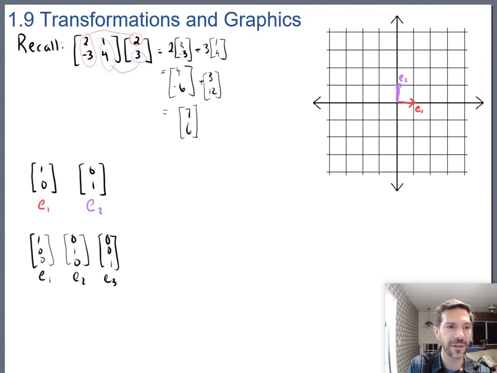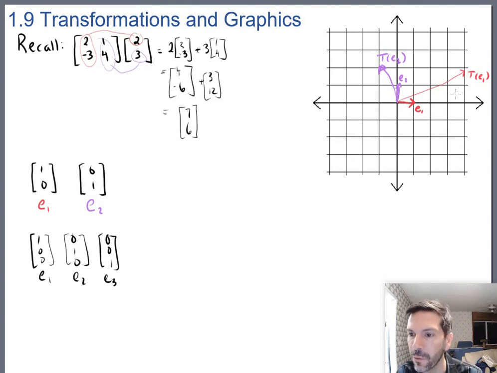And suppose we have some transformation that takes E1 and turns it into this. So that would be the transformation of E1. And suppose it takes E2 and turns it into that. So that would be the transformed version of E2. So there's probably some matrix that does this, right? Like up here, this matrix turned 2, 3 into something else. So there's probably a matrix that turns 1, 0 into, say, 4, 2. So the transformation of E1 turned into 4, 2, and the transformation of E2 turned into negative 1, 2. There's probably some matrix that does that.